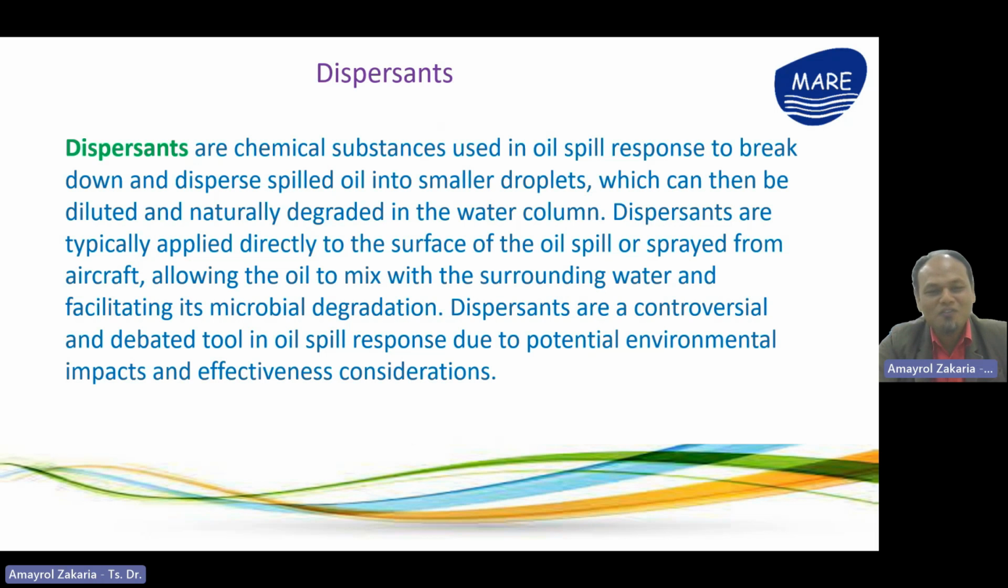These dispersants are controversial and debated in oil spill response due to potential environmental impact and effectiveness considerations. So now you know that a dispersant is a kind of chemical substance that we use in order to break the oil spill into small molecules, and it even goes down, falls down into the seabed. But on the other hand, it will affect the biodiversity of the environment, right?